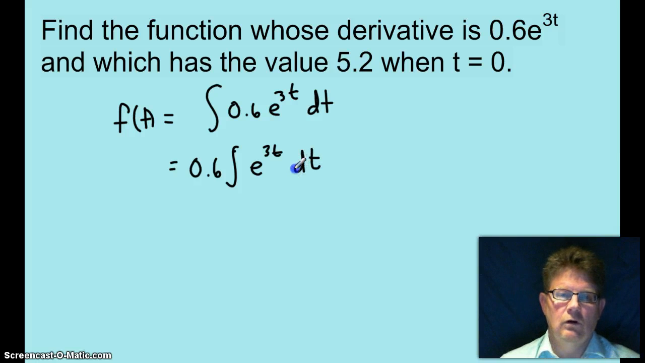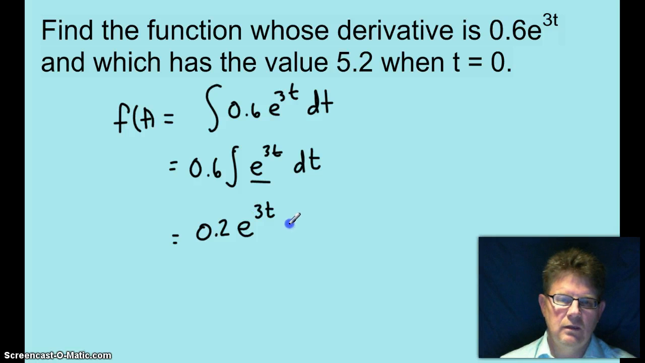So, normally, okay, just think about this e to the 3t for a minute. If we were taking the derivative of that, we'd end up with an extra 3 out front. So if we're taking the antiderivative, we're going to have to divide by a 3. So that would be 0.2 e to the 3t plus some constant. See how I did that? Hope you did. Because if you take the derivative of this, you multiply by 3 out front, and that would be 0.6 e to the 3t. It does really work that way.